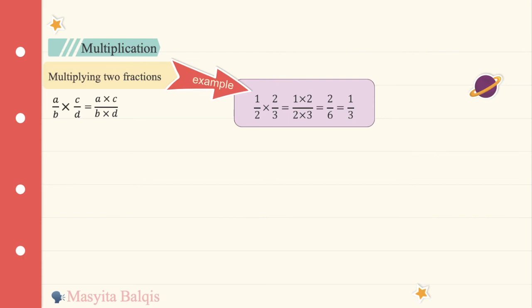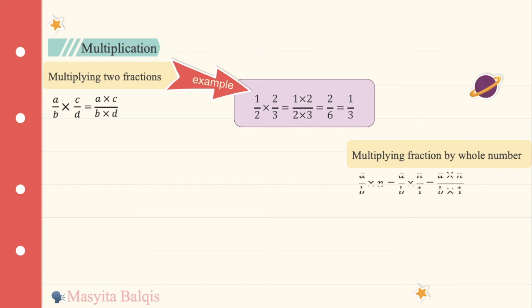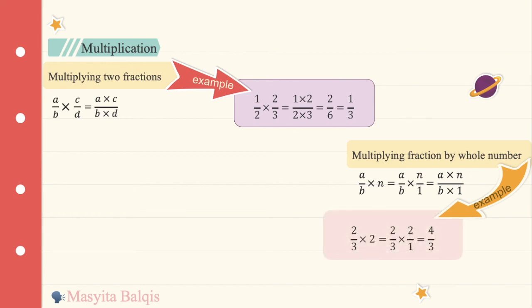What about multiplying a fraction and a whole number? You can rewrite the whole number as a fraction and multiply the two fractions. Just imagine that you want to multiply 2 over 3 and 2. It means that you have to multiply 2 over 3 by 2 over 1, and the product will be 4 over 3.